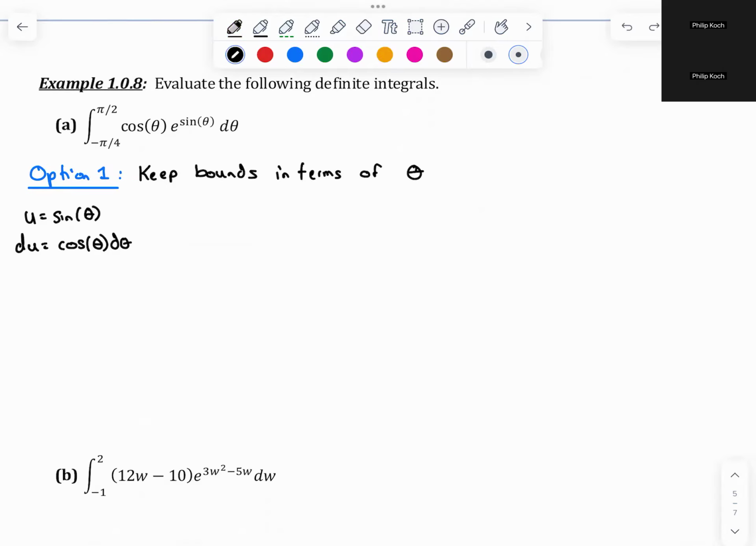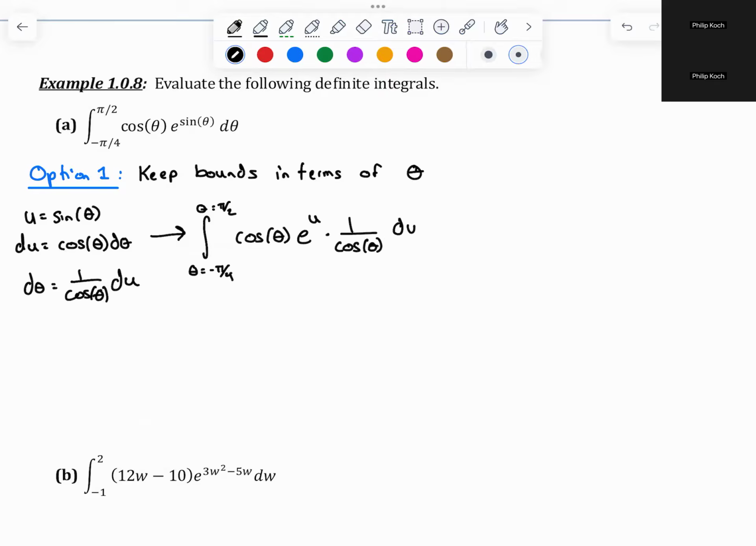So that means that d theta is equal to 1 over cosine theta du. So the integral now becomes, from theta equals negative pi over 4 to theta equals pi over 2, of cosine of theta times e to the u times 1 over cosine theta du.